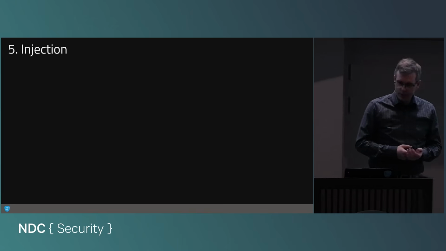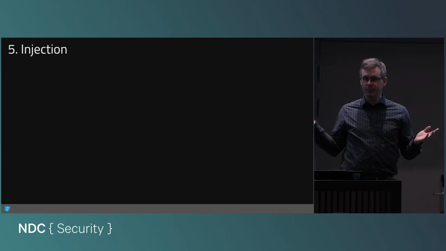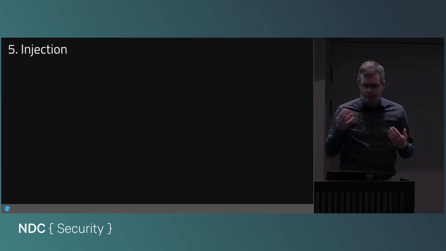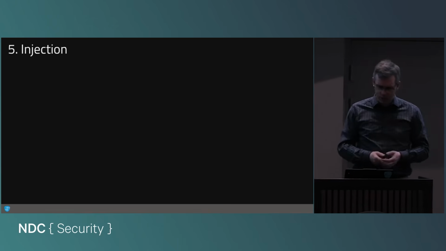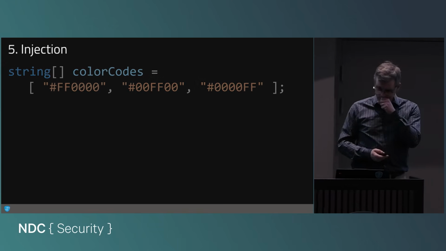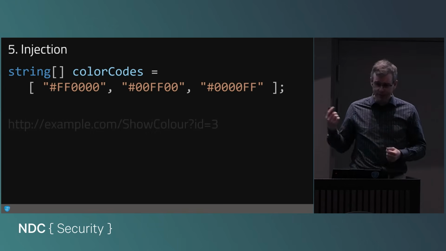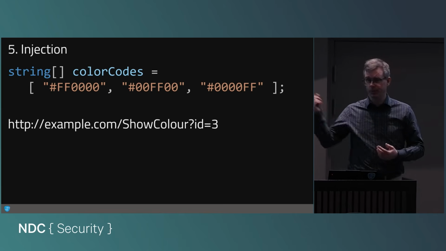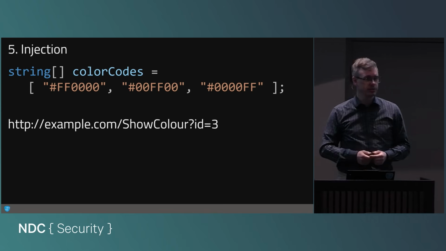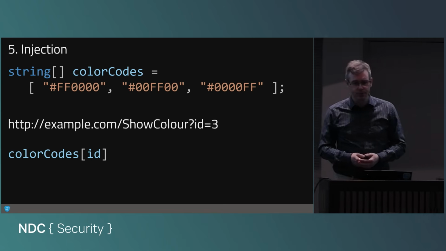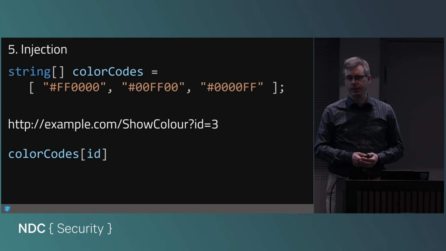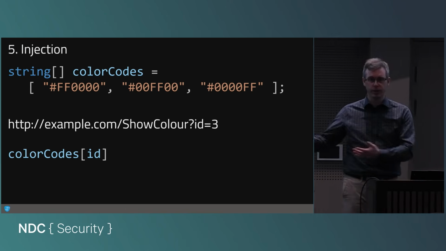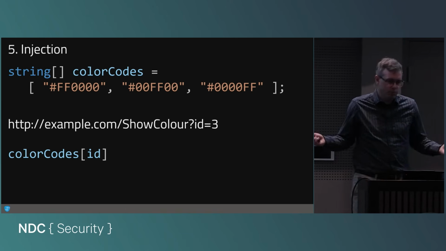So, number 5, injection. This used to be number 1. It's largely solved, but still number 5. It also contains a bunch of different things, and not just SQL injection anymore. The most basic thing is actually array indexing. If you have color codes and we have something that tries to show color ID number 3, it's zero-based, so 3 is out of bounds, right? .NET is a memory-safe language, so if we do this and try to access color codes 3, we will have an exception. We will not have corrupt memory. We will not be able to read memory outside the array. Problem solved.